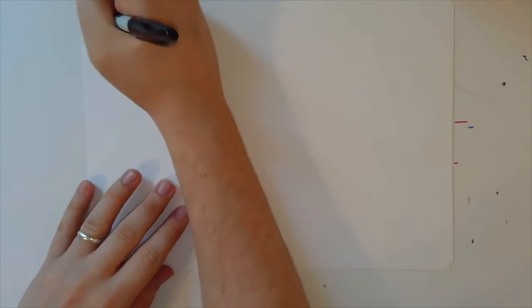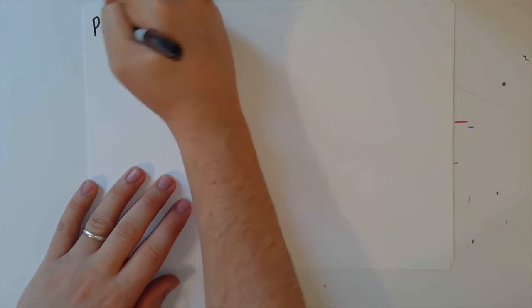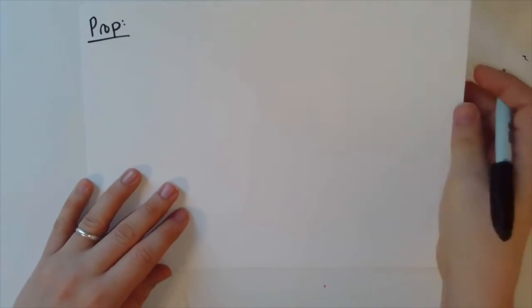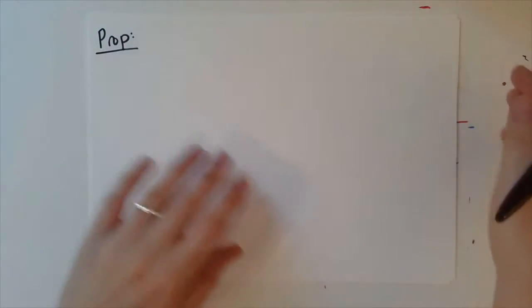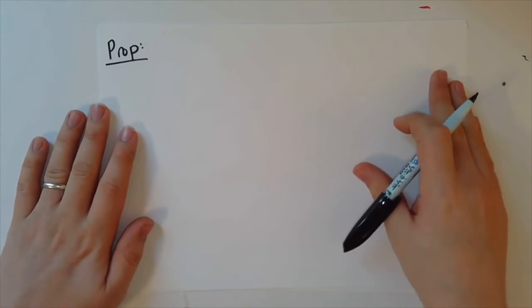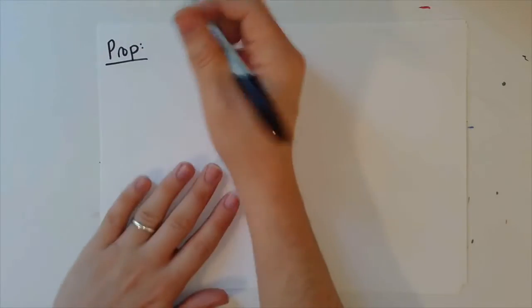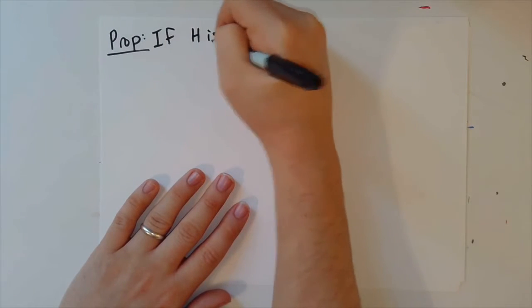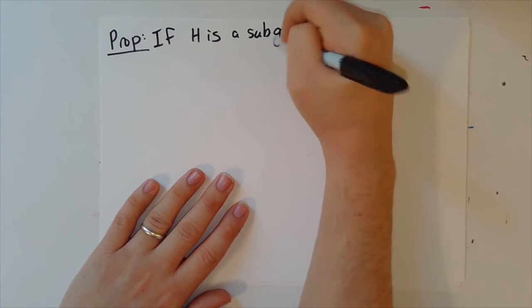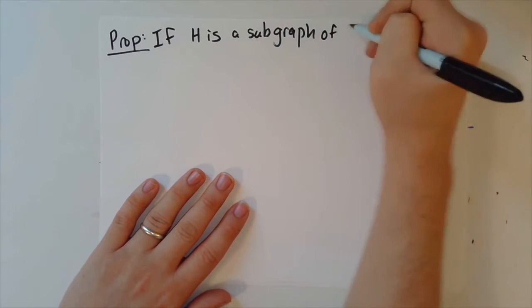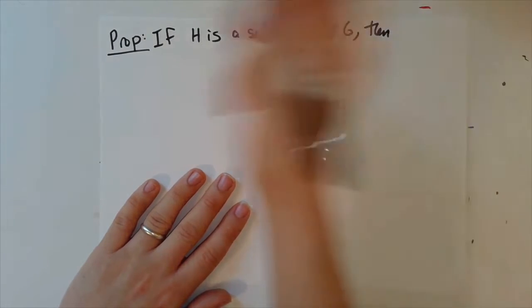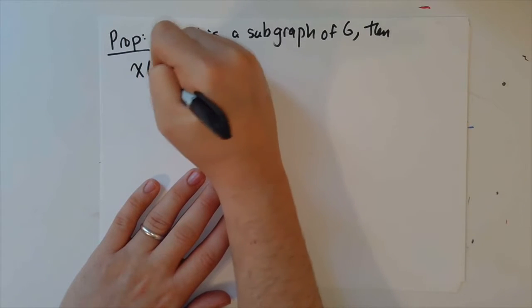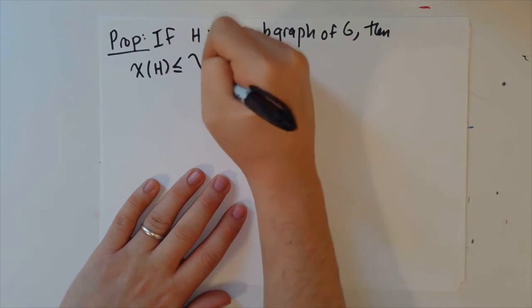Okay, so let's start by offering a proposition that's going to help streamline some of our proofs that we've actually found the correct chromatic number of a variety of graphs. This proposition is that if H is a subgraph of G, then chi of H is less than or equal to chi of G.